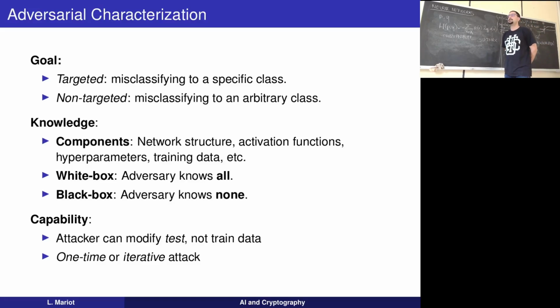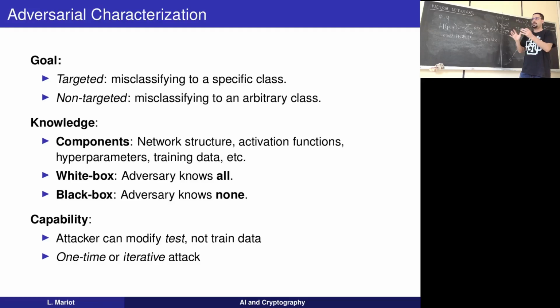Finally, for the capabilities, the attacker can usually modify both the training and the test set. In this setting of adversarial examples, we consider that the attacker can modify only the test set, because modifying the training data goes into the domain of poisoning attacks, which we are not seeing in this course. It is also quite difficult to counteract poisoning attacks, and as far as I know, there are no cryptographic techniques to counteract them. So here we are considering attacks where the adversary is modifying the test set.